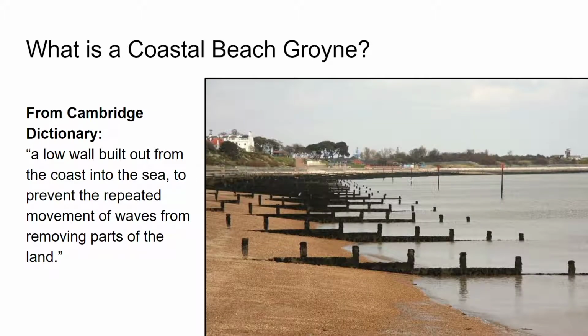Firstly, what is a coastal beach groin? Groin is defined by Cambridge Dictionary as a low wall built out from the coast into the sea to prevent the repeated movement of waves from removing parts of the land.